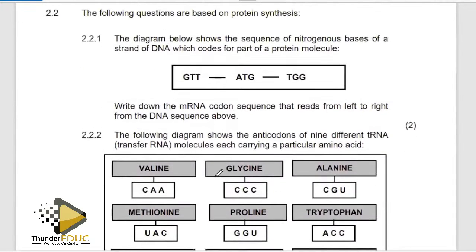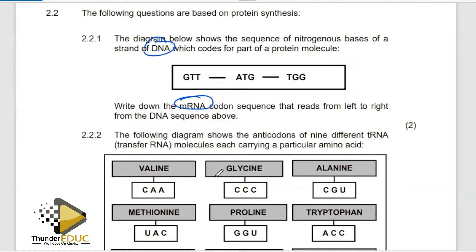The diagram below shows the sequence of nitrogenous bases on a strand which codes for a particular protein molecule. Now you need to know something here. If they're saying, what is this? It's a DNA molecule. What is being asked here is they're asking about messenger.